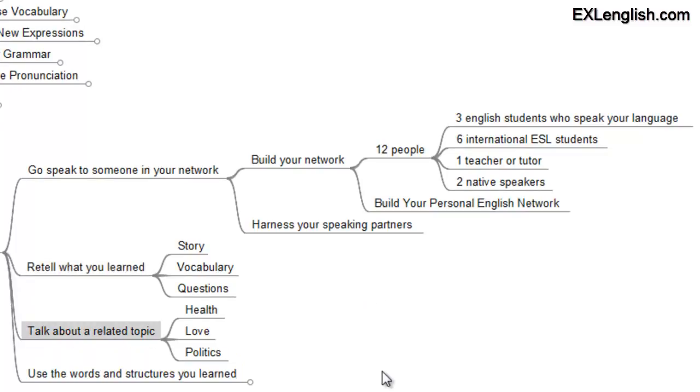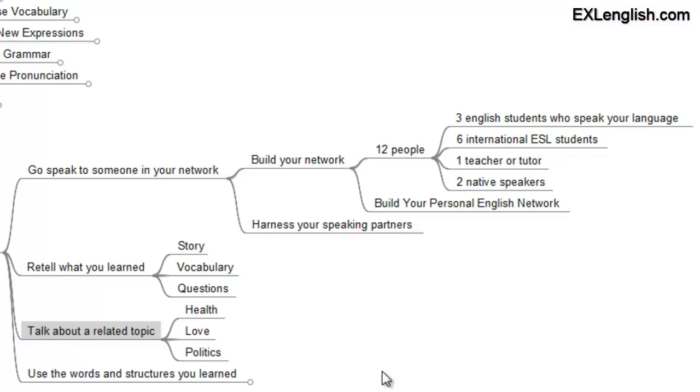which is that you could talk about a related topic. So if you were reading and studying an article about health, for example, then you could go out and speak with someone about health. Ask them, hey, how's your health? Or do you exercise? Do you work out? And start a conversation in that way.